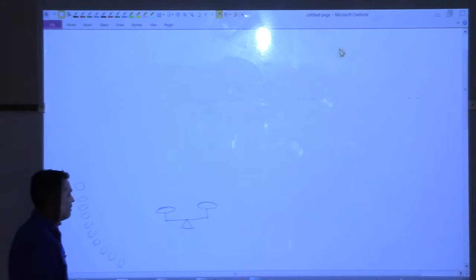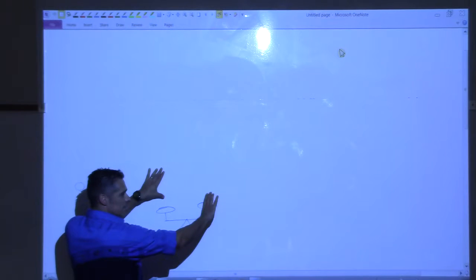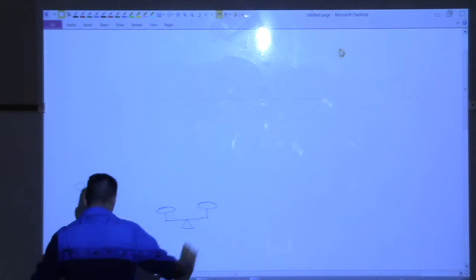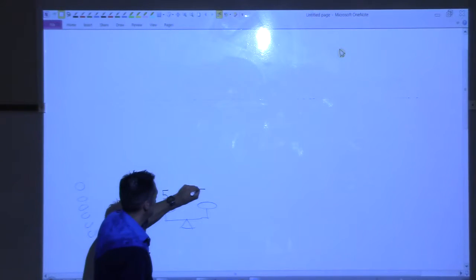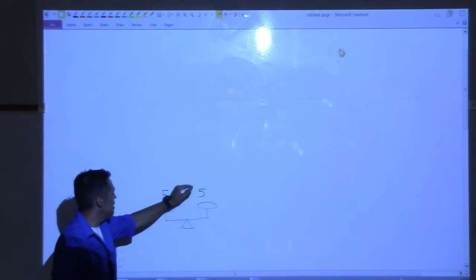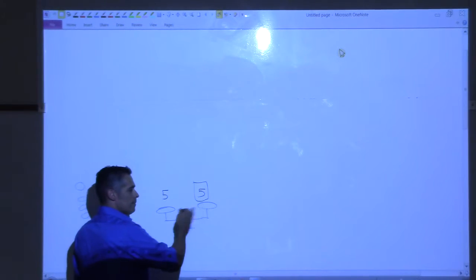5 on one side, 5 on the other. The heavier side's going to go down. Okay, take the lighter side. Okay, so let's do that. The first weighing was 5 and 5. So 5 here, 5 here. One side goes down. Let's say this side goes down. What do you do? Then you split it up 2 and 2.